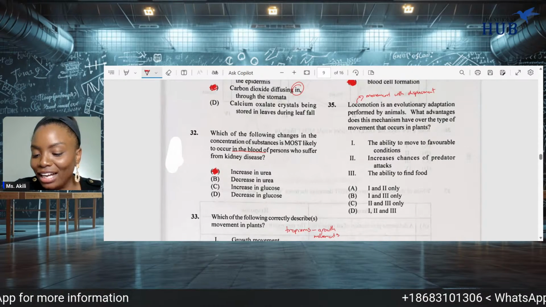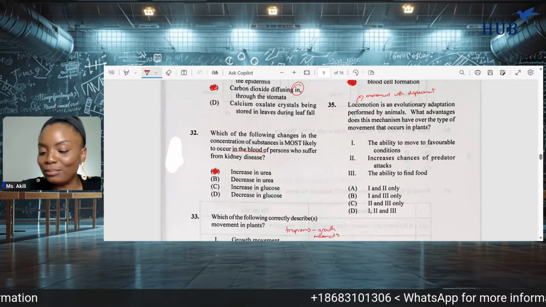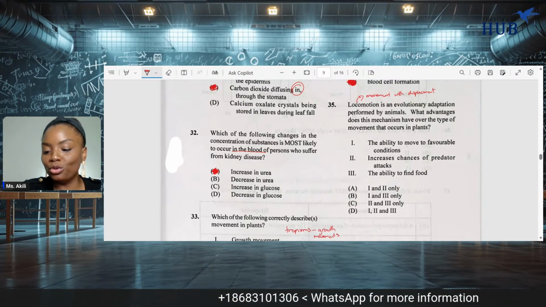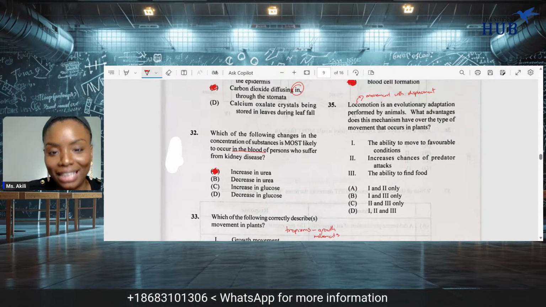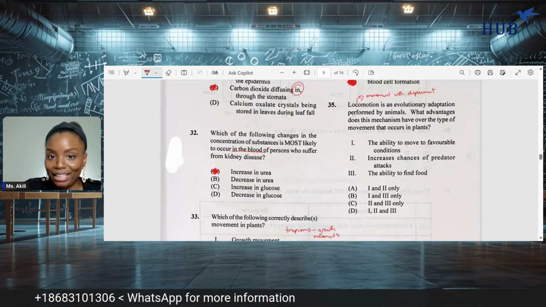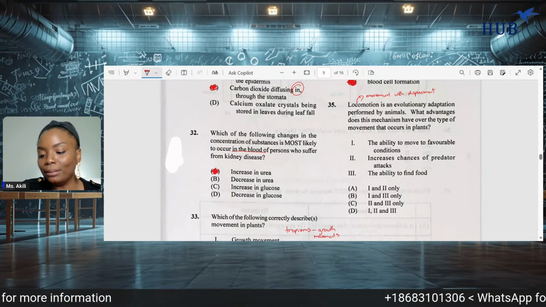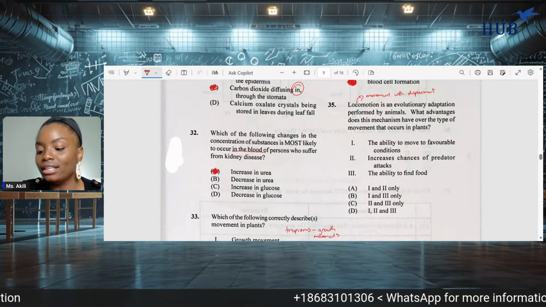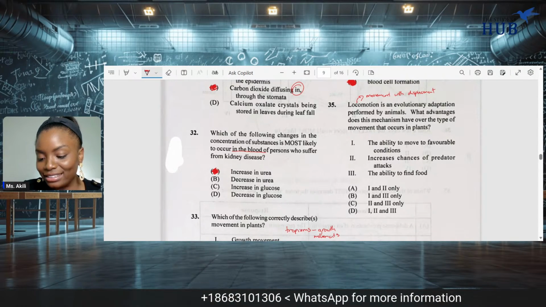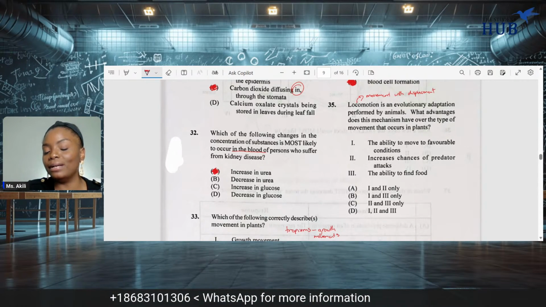What advantages does this mechanism have over the type of movement that occurs in plants? So clearly plants don't exhibit locomotion, right? So 1, the ability to move to favorable conditions. 2, increases chances of predator attacks. 3, the ability to find food.